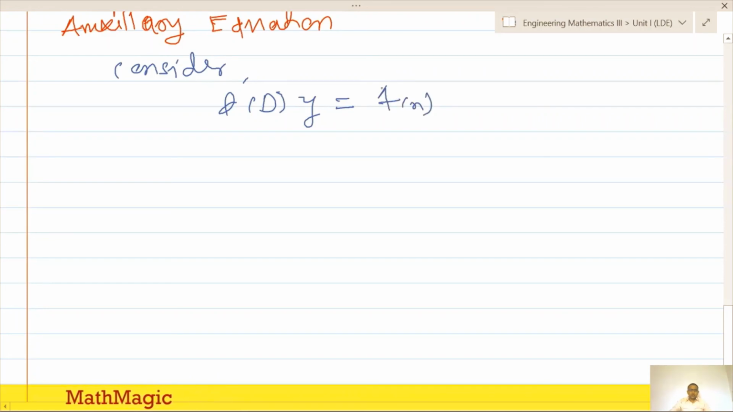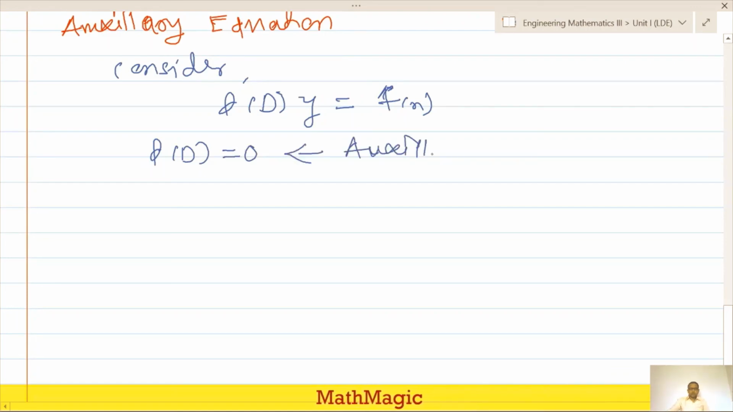Every time I just write in this form, because I'm not writing the equation in the form of equation 1, the general form. This is the general form in the form of operator D. So what is the auxiliary equation? If we assign this phi of D to 0, this is your auxiliary equation. Once you assign this phi of D to 0, meaning the polynomial in D to 0, it becomes the auxiliary equation.